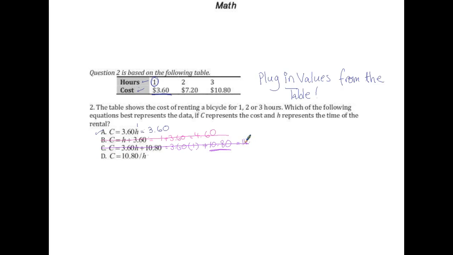So this will not satisfy the table. D says it's 10.80 divided by h. So if h is 1, it's 10.80 divided by 1, which is equal to 10.80. So it will not satisfy the table. So the only choice that satisfies my table is A. Now, if there were 2 or more choices that satisfy the table, then you should plug in 2 for h and see which one will satisfy the second value for the cost. That will help you eliminate more choices. But in this question, it's only one choice that can work.